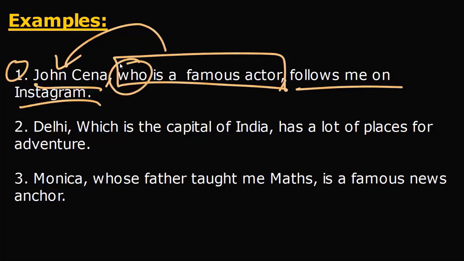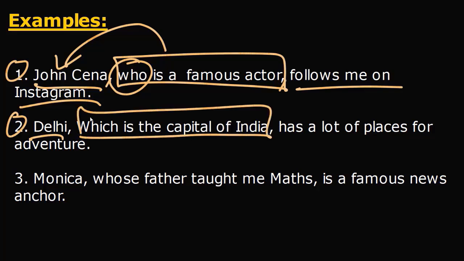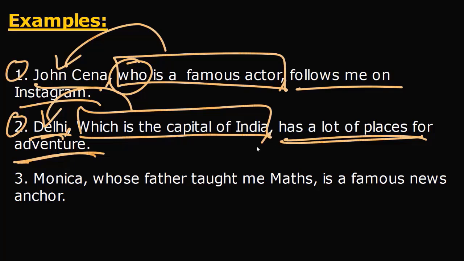So who is one of the relative pronouns that can be used in both essential and non-essential information. But it only refers to people, all right? Second, Delhi, which is the capital of India, has a lot of places for adventure, right? So the core sentence is Delhi has a lot of places for adventure. Which is the capital of India is a relative clause giving information about the noun Delhi. But since Delhi is a proper noun, this information is non-essential. It is extra. And that is why we have commas before and after it.